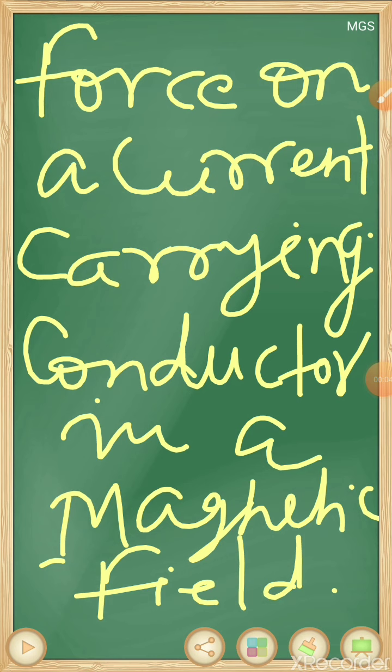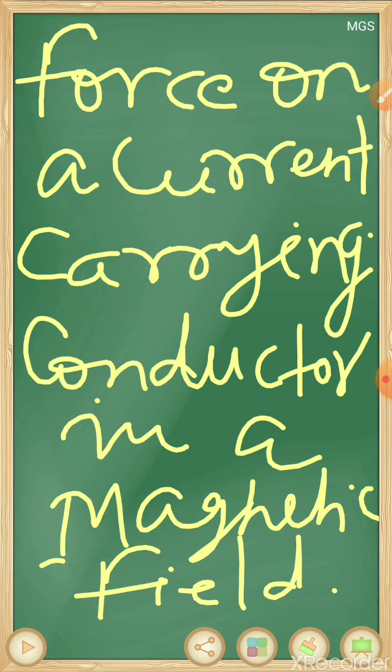Today in this video lesson, we will discuss force on a current carrying conductor in a magnetic field. Then force acting between two parallel current carrying conductors, definition of 1 ampere, and expression for torque experienced by a rectangular current carrying loop in a magnetic field.